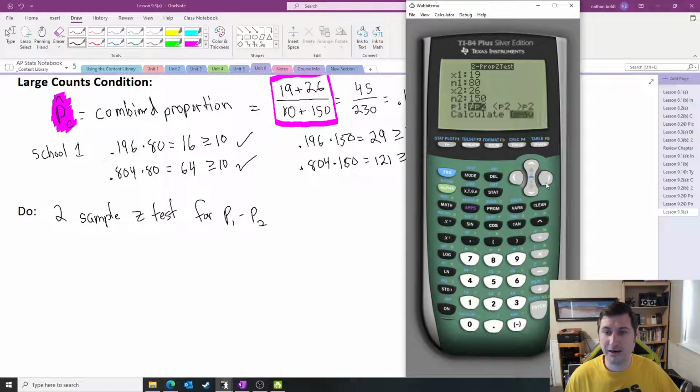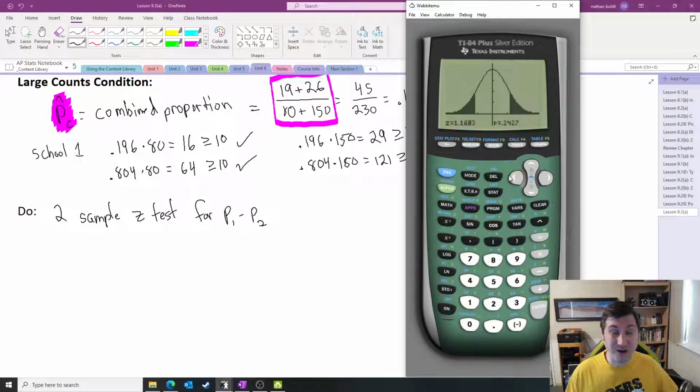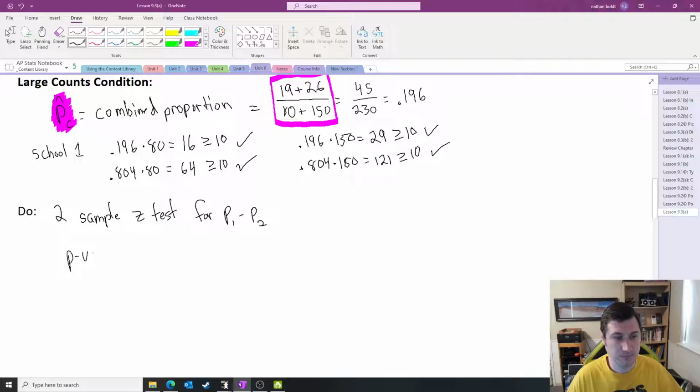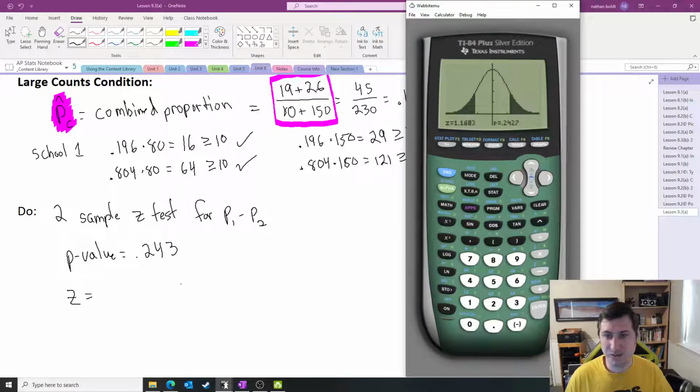So I can either calculate or draw. I think I like the draw feature because that way it sort of shows you that we are doing a normal CDF. All right. And our p-value is 0.24, I'll round up to 0.243. And it's not a bad idea to put the z as well, 1.17.